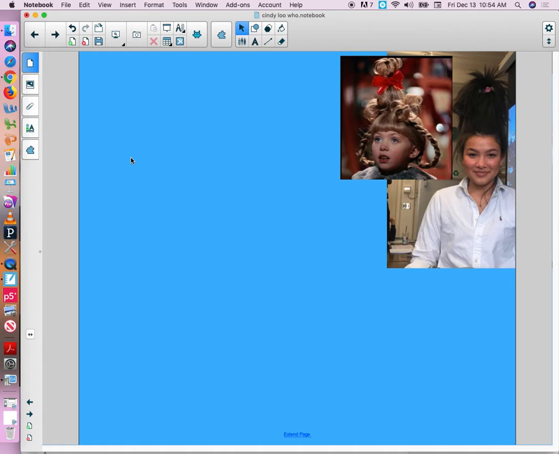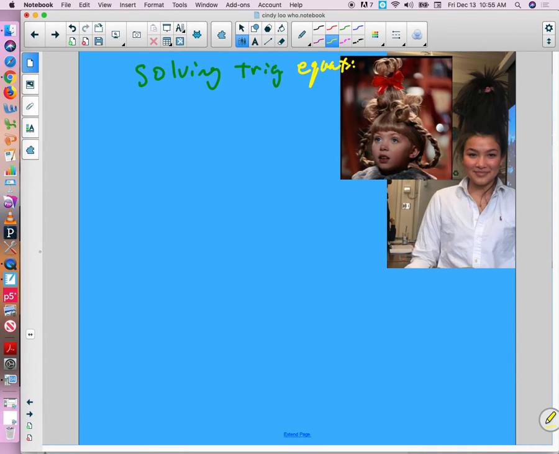And I think everybody knows how to click back through previous assignments or go to the monthly calendar view so that you can see everything we've done since the last test. The test will be on solving trig equations, sum and difference identities, and double angle identities.